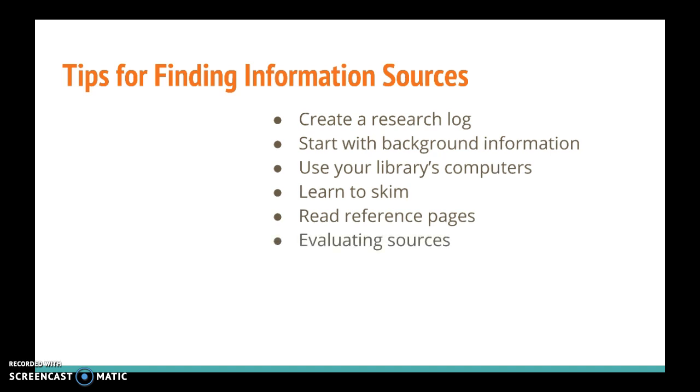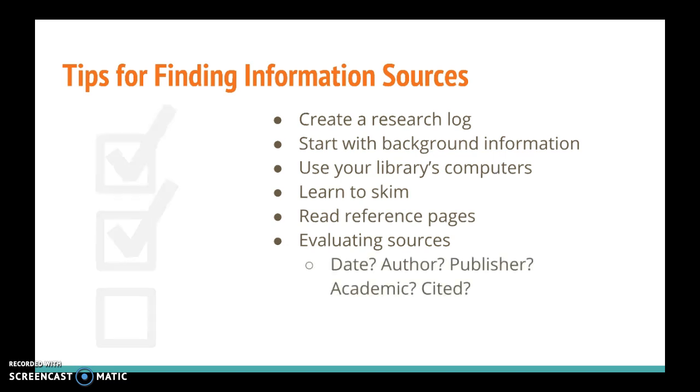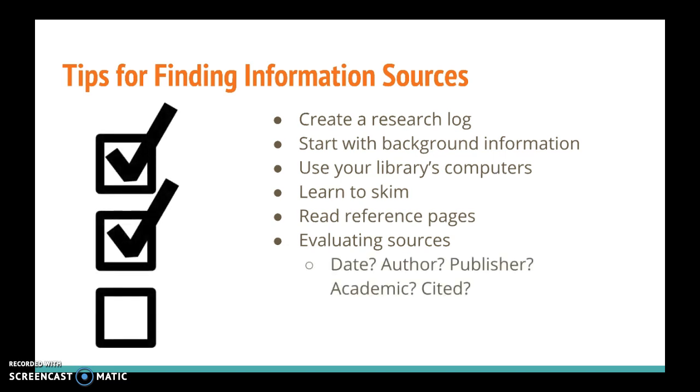In addition, we live in a day and age where we have to evaluate the sources that we are looking at. And there's a number of different ways that we can do this. We can look at the date that something was published. We can look at who wrote it. We can look at who published the information. We can assess whether it's an academic resource, and we can look at whether or not it's cited by other authors. So first, we have to look at the date and determine how recently this information was published.